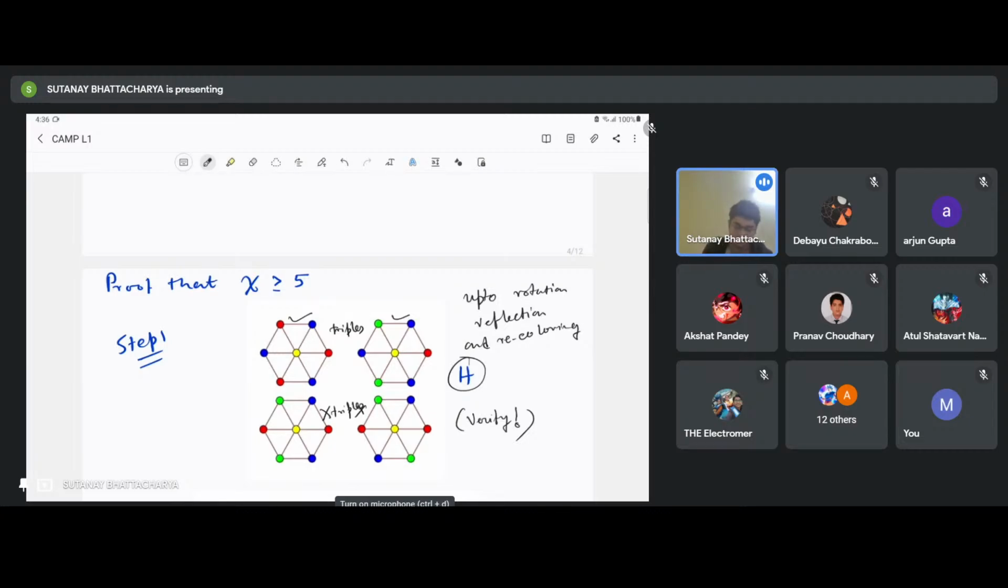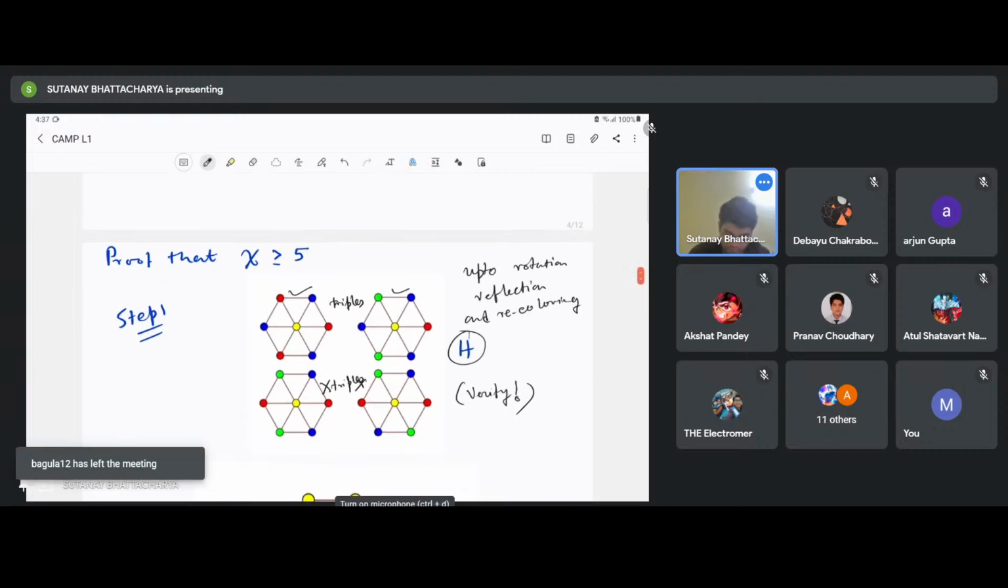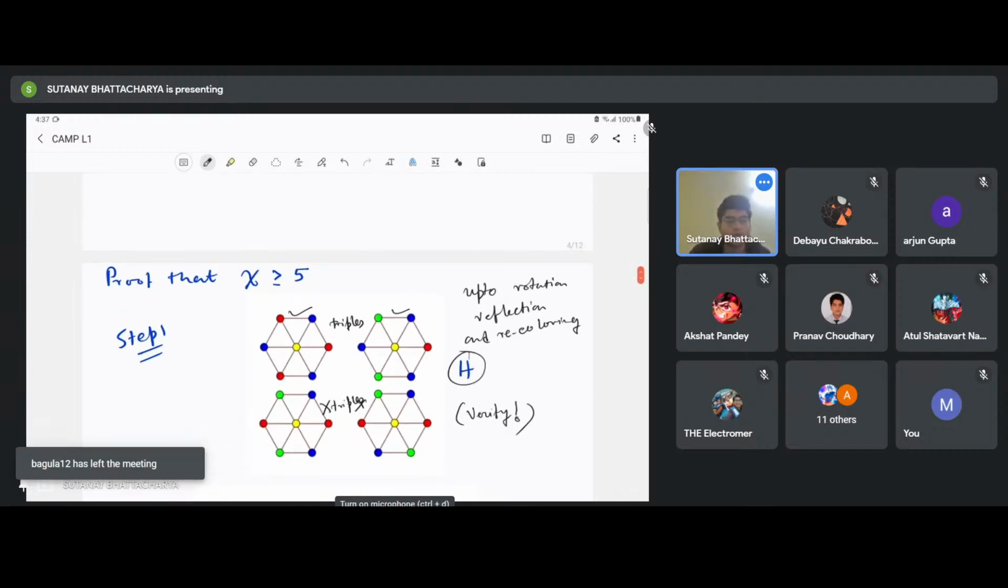So if someone is still confused about the definition of a monochromatic triple, they should clear that up. It is not necessary that the three points of a triple form an equilateral triangle. In these cases, you can see that they do form an equilateral triangle, but point one, they are not of side length one, and point two, that won't actually be relevant at all.